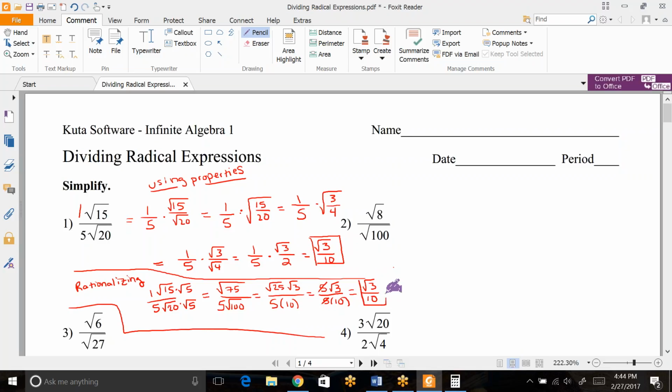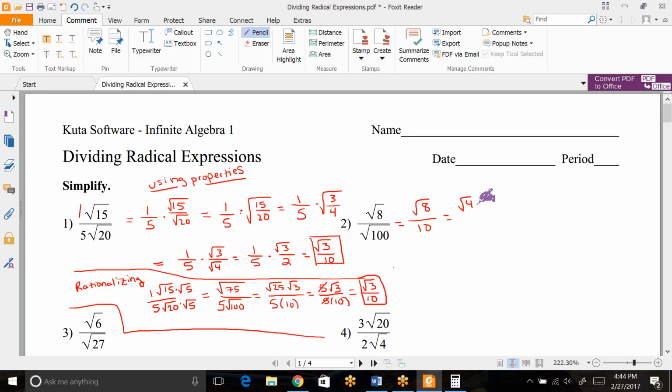So notice in both cases I was able to get the square root of 3 over 10. Now, if it's something that you can easily just reduce, I would not go the rationalizing route. For example, number 2, you don't need to do anything with the denominator. It's already a perfect square. So this is going to be square root of 8 over 10 if I reduce that out. So now I no longer have a radical in the bottom, but I do need to worry about the top.